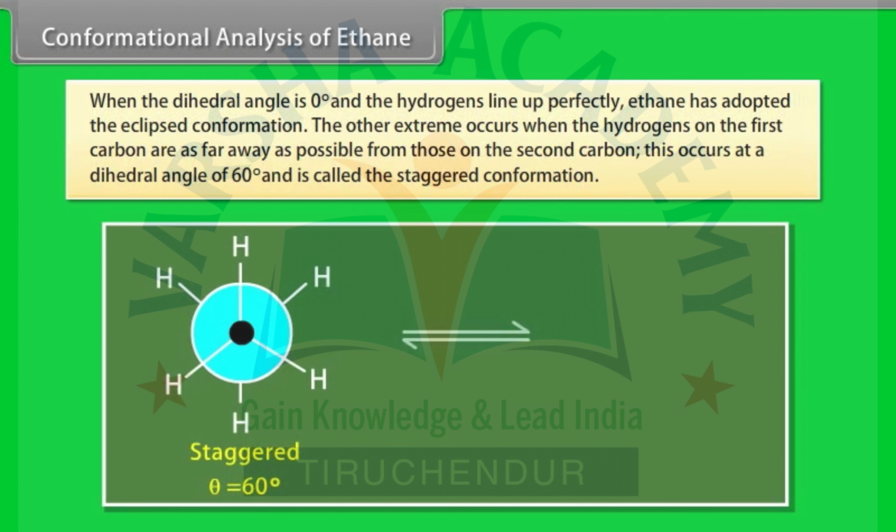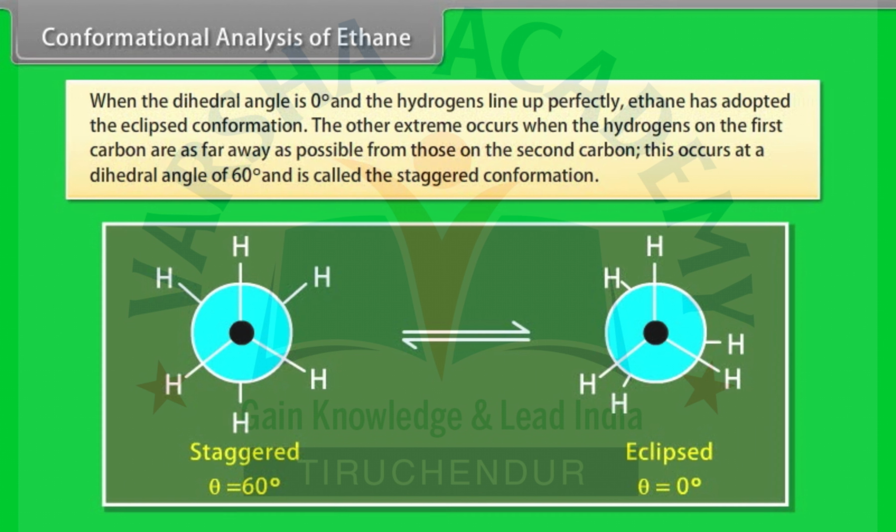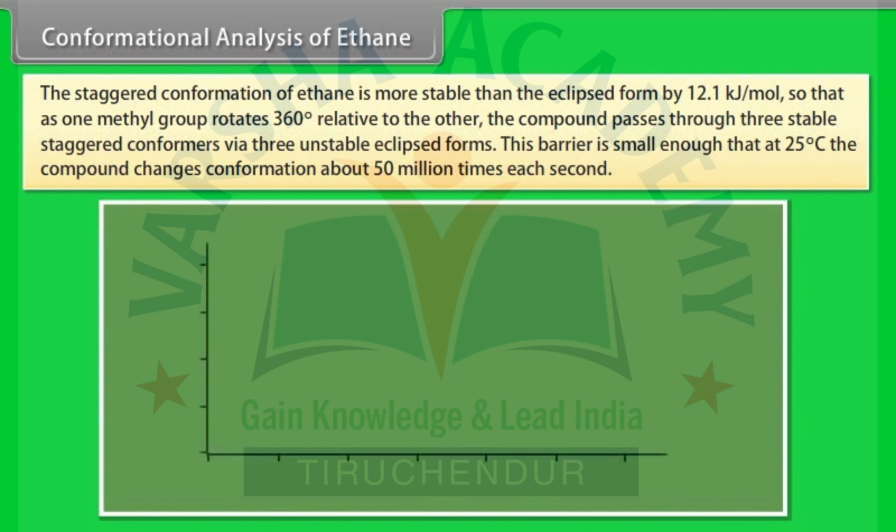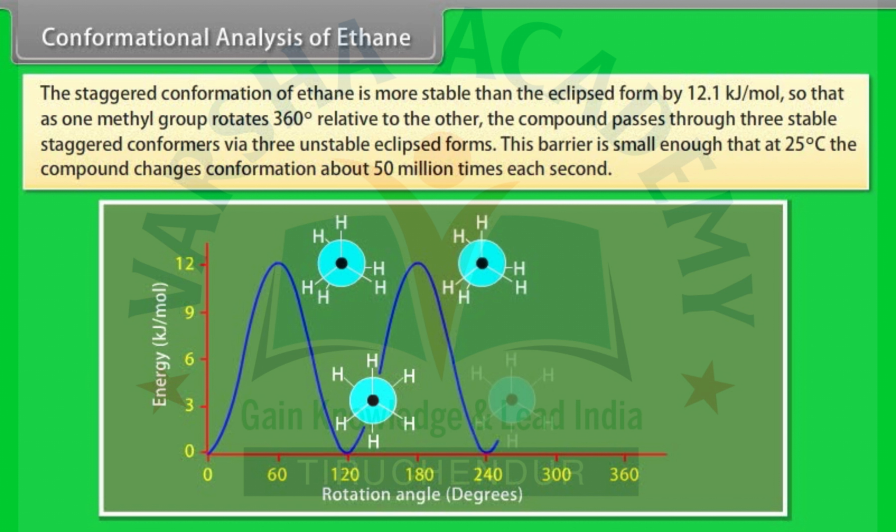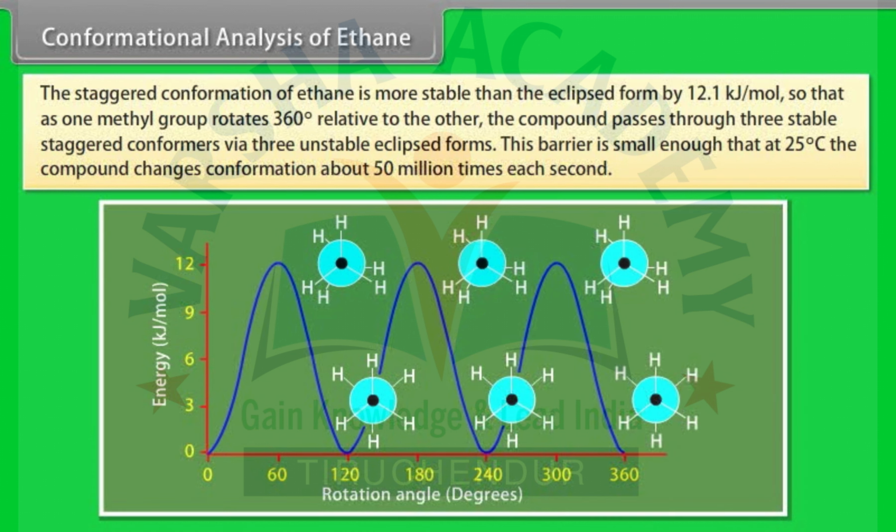The other extreme occurs when the hydrogens on the first carbon are as far away as possible from those on the second carbon. This occurs at a dihedral angle of 60 degrees and is called the staggered conformation. The staggered conformation of ethane is more stable than the eclipsed form by 12.1 kJ per mole, so that as one methyl group rotates 360 degrees relative to the other, the compound passes through three stable staggered conformers via three unstable eclipsed forms. This barrier is small enough that at 25 degrees Celsius, the compound changes conformation about 50 million times each second.